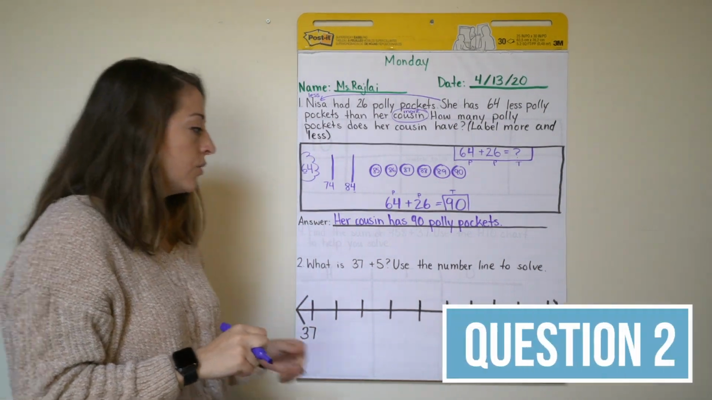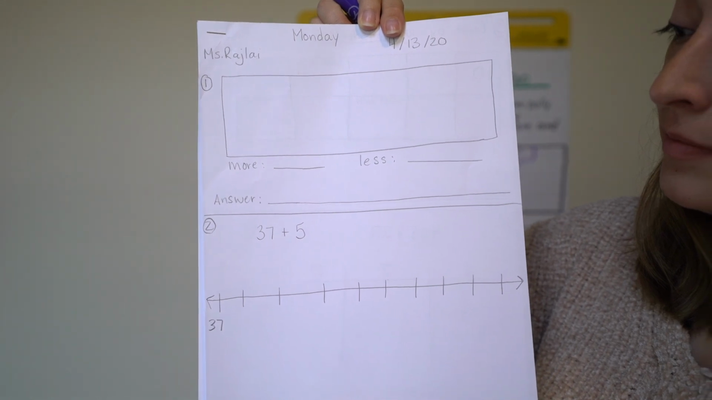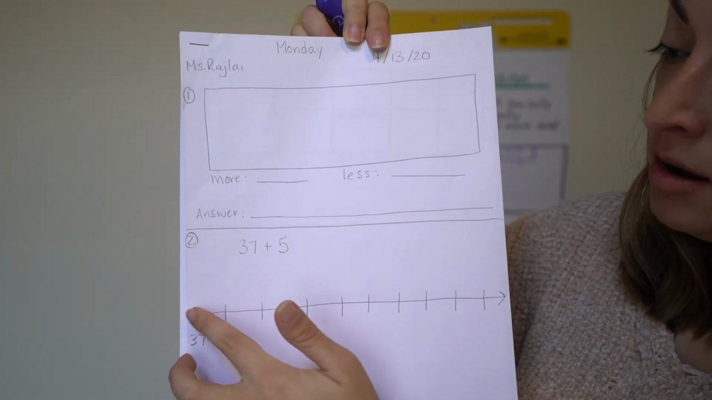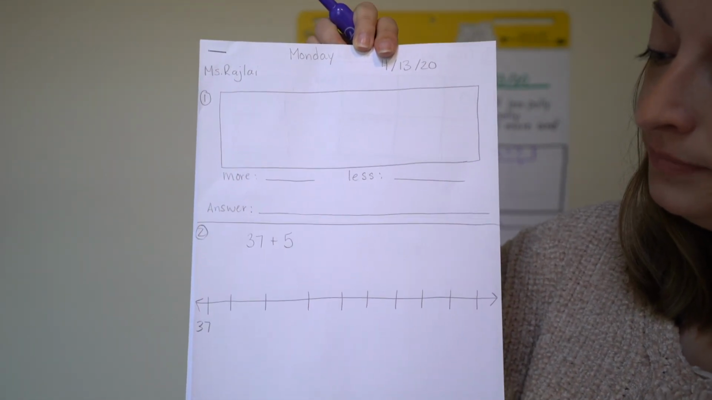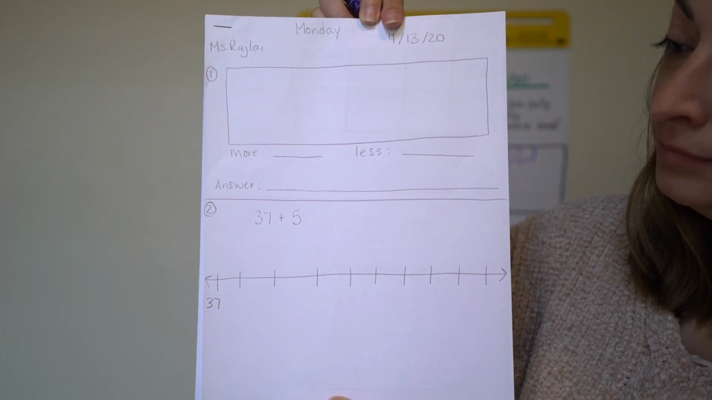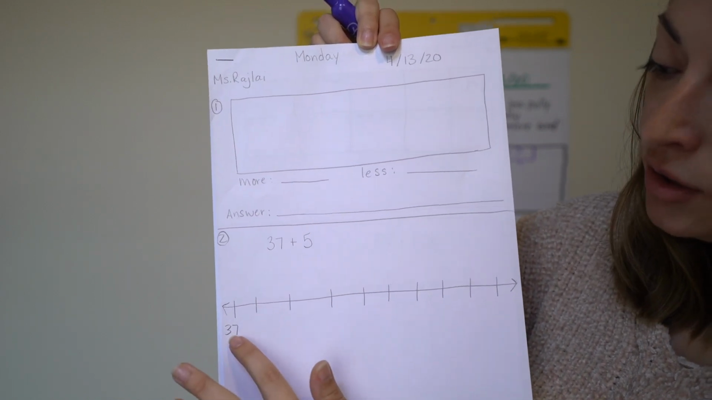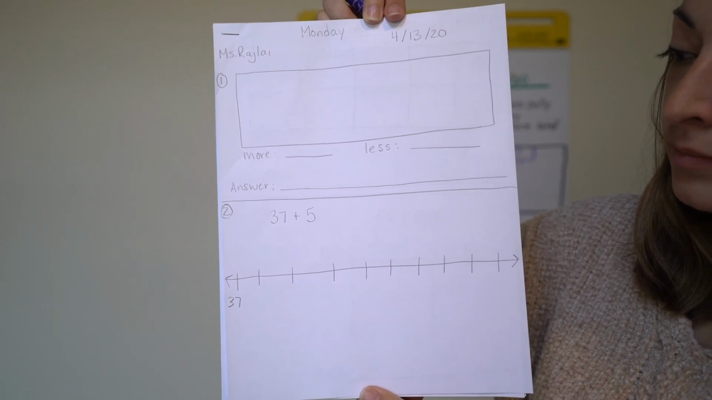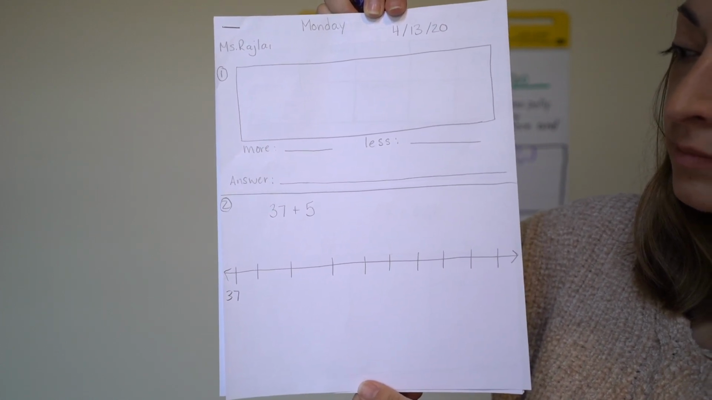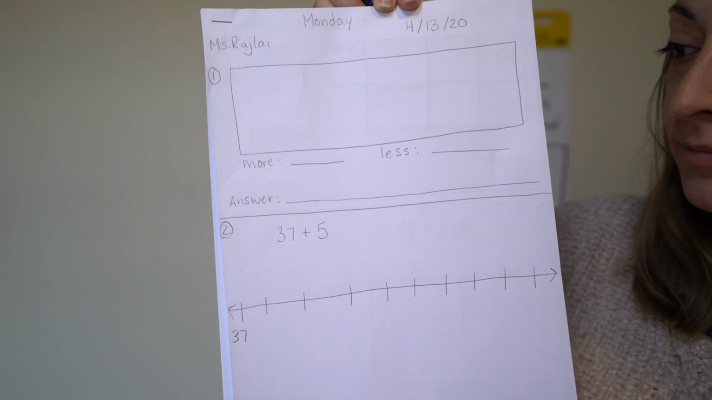All right, so now we're moving on to question number 2. At the top, you're going to write 37 plus 5. Then you're going to draw a number line. The number line is going to have 10 dashes on it. And then on the first dash, you're going to write 37. If you need more time, you can look at my chart paper. Okay.